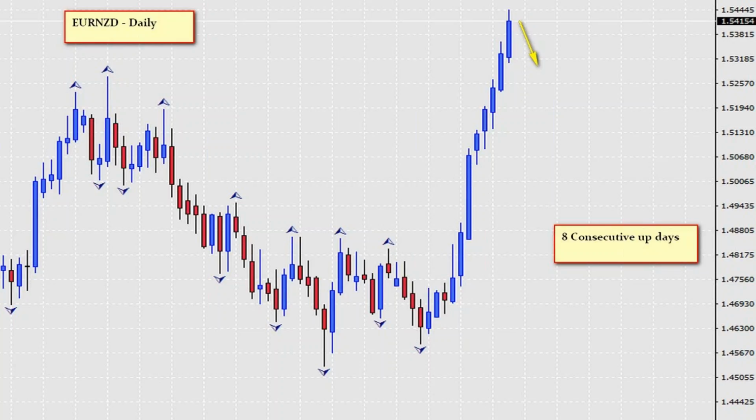So there you have it. That is our chart of the day, Euro New Zealand dollar on a daily chart.